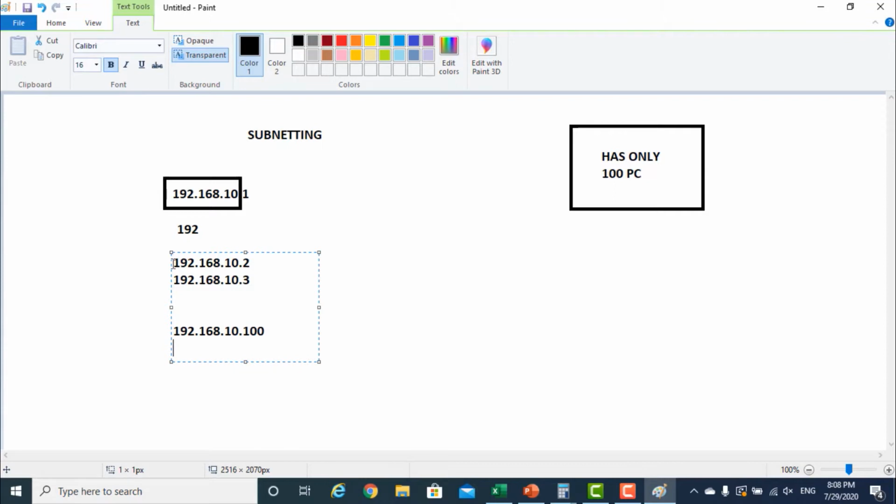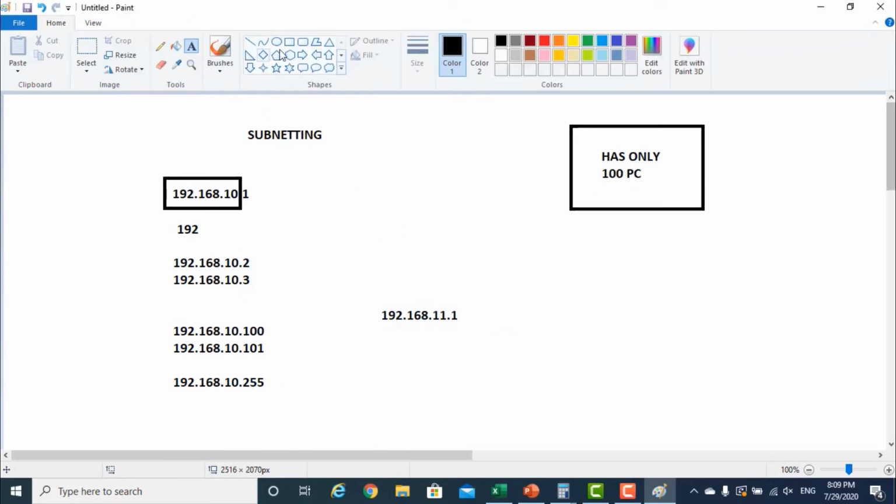But if you see, this network still has more capacity. Why? Because it can expand more, to 192.168.10.101, because in each octet we have 8 bits, and the maximum number can be 192.168.10.255. Now you got it. After this there is no capacity, so you cannot use this network anymore. You should go for another network, 192.168.11.1. It starts from another network because this network is already finished. So for this organization, which has only 100 PCs, you have to use the network of 255.